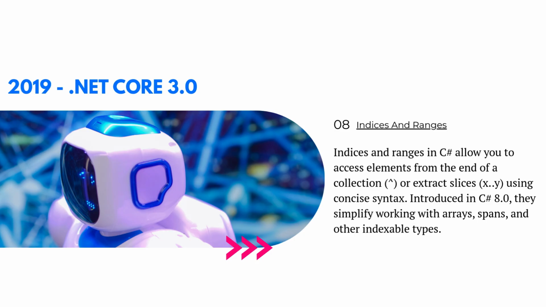Indices and ranges in C# allow you to access elements from the end of a collection, or extract slices, ^x, x..y, using concise syntax. Introduced in C# 8.0, they simplify working with arrays, spans, and other indexable types.